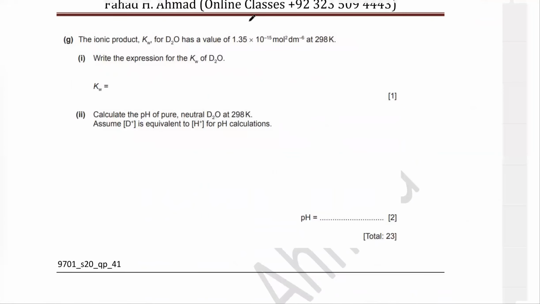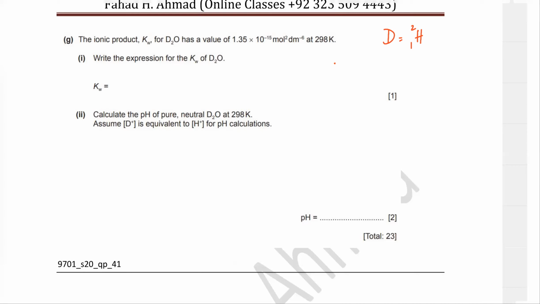So the ionic product Kw for D2O has a value of 1.35 times 10 power minus 15. D2O, remember, is heavy water. D is basically deuterium, an isotope of hydrogen. So think of D2O as H2O. It's going to have the same chemical properties. The only difference is that the mass is going to be different. I said write the expression for D2O. We did write the expression for Kw.